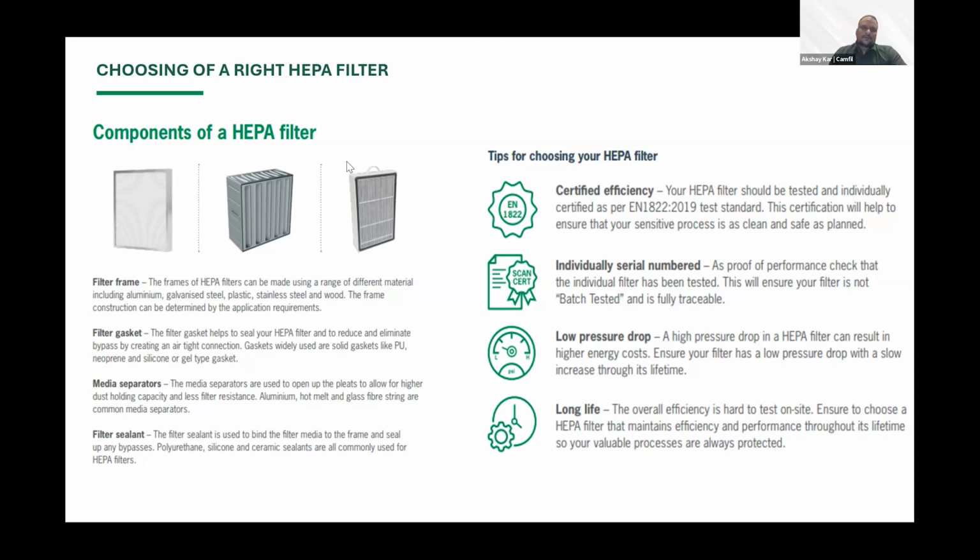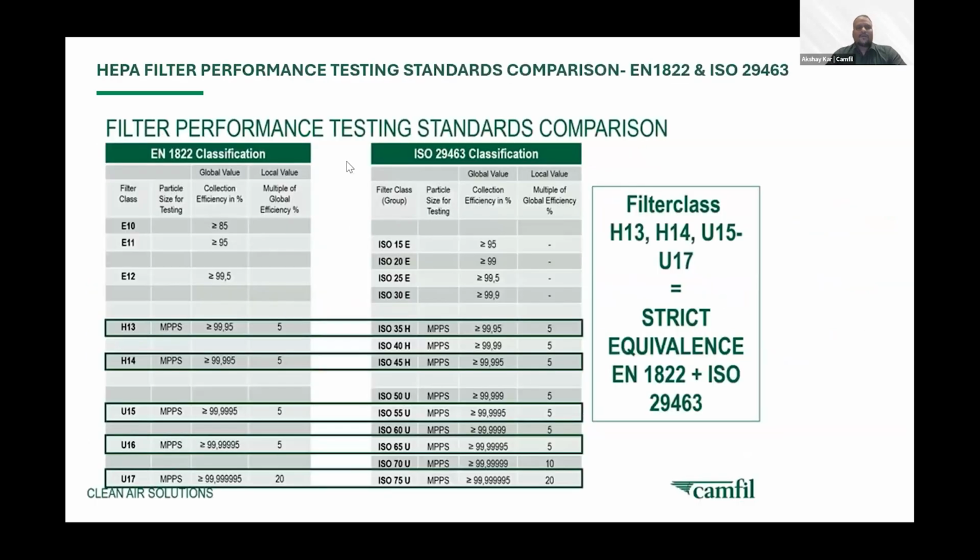So this is related to choosing a HEPA filter. Now we'll talk about the standards. On the left hand side, you can see the EN1822 classification, which I explained two slides back, that there are three grades. One is EPA, then we have HEPA, and then we have ULPA. So what is the common difference between all these three?